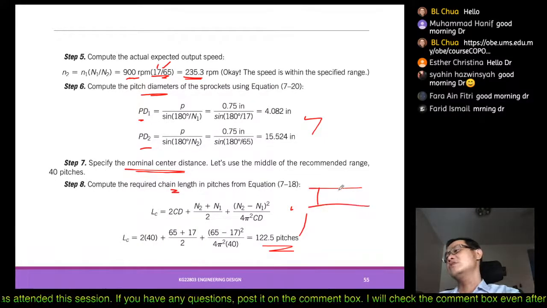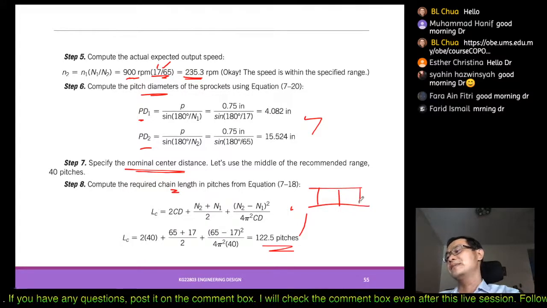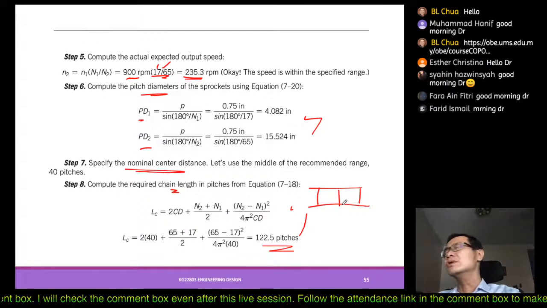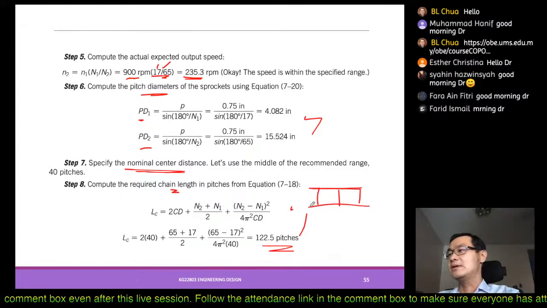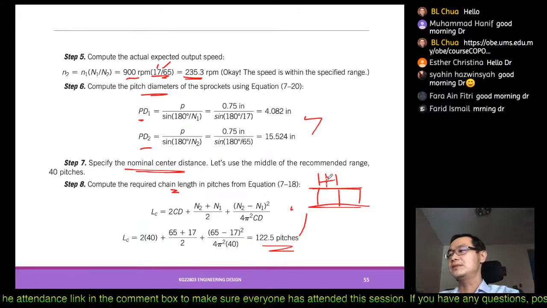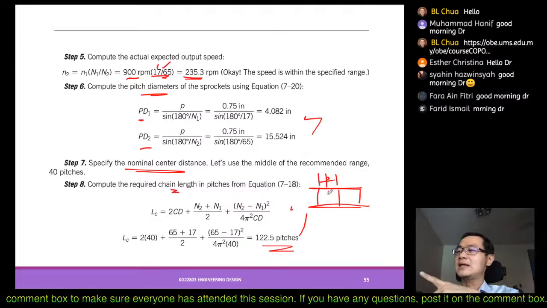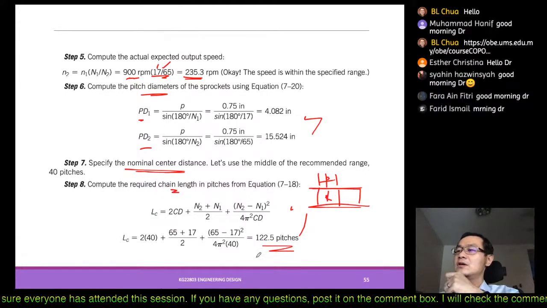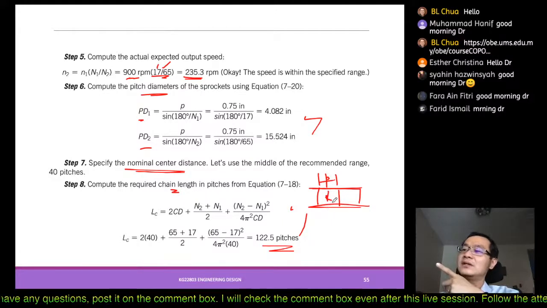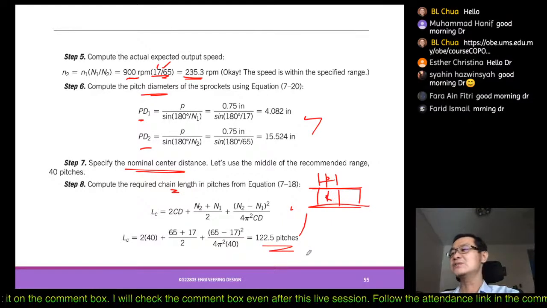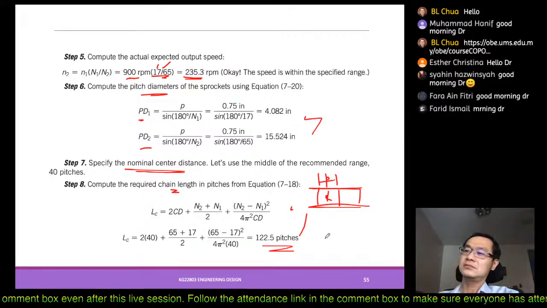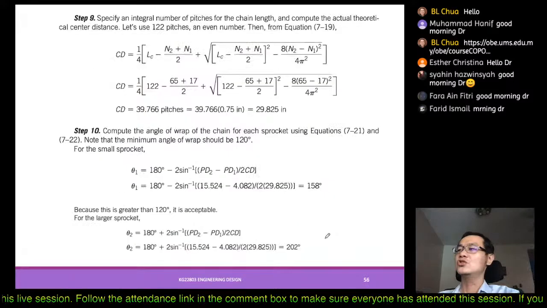Remember, the chain itself is being constrained by the roller or the pin in between them. So every single one of these there is a distant pitch. We cannot suddenly have a smaller one, right? So therefore if we get 122.5, there will never be a half one, right? So you can choose the nearest one, maybe 123 pitch, or any number available for you, right?